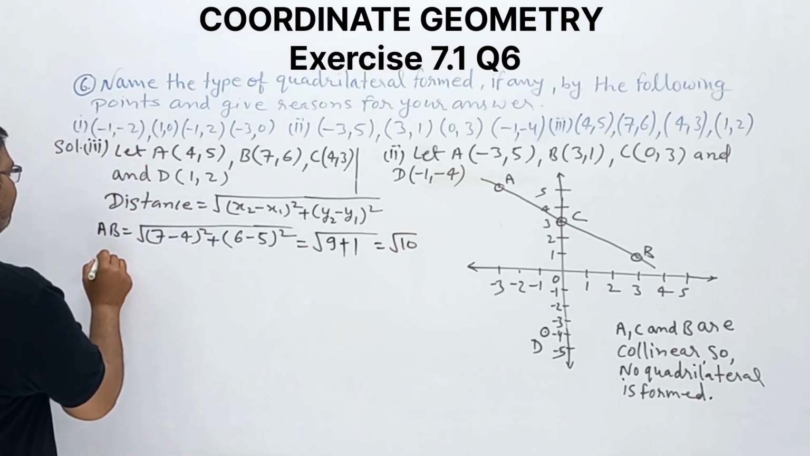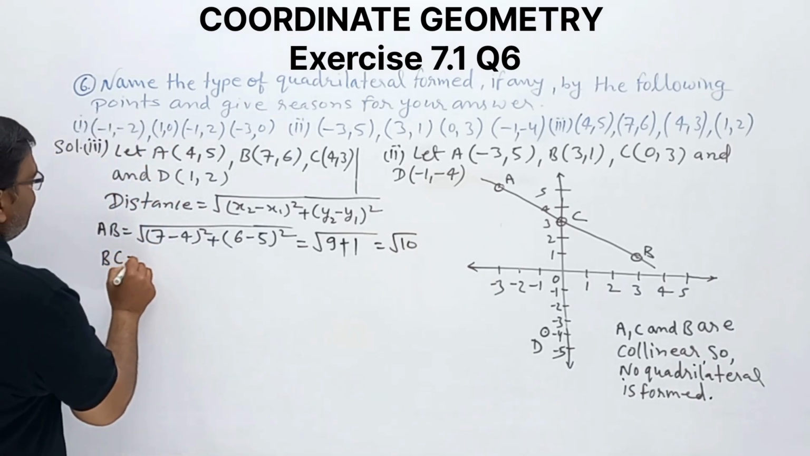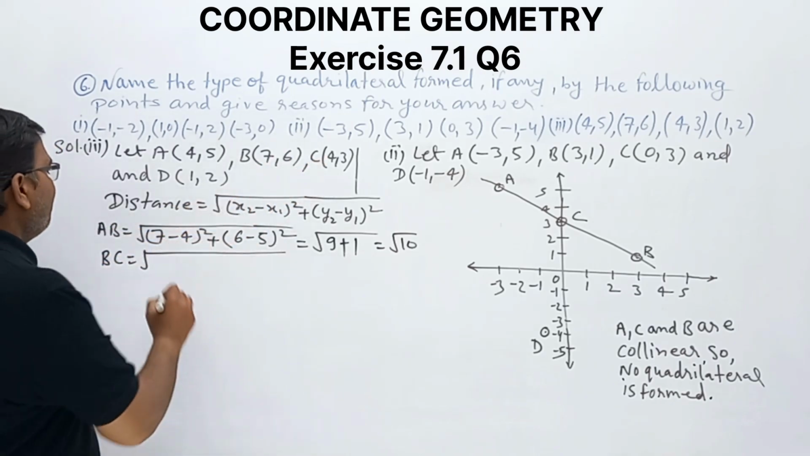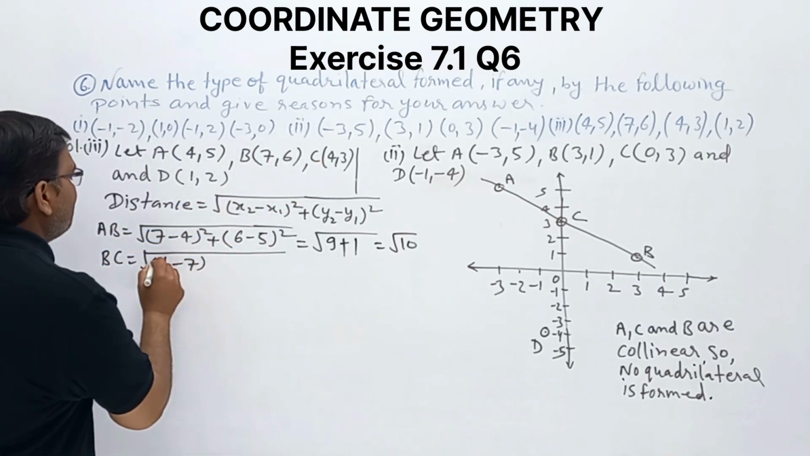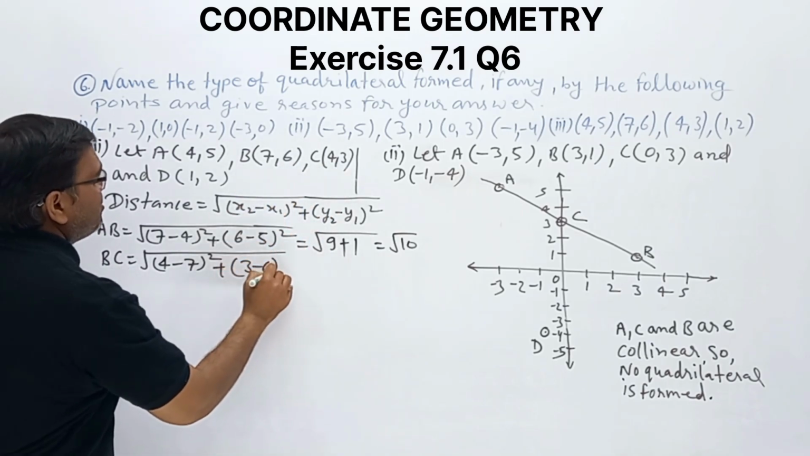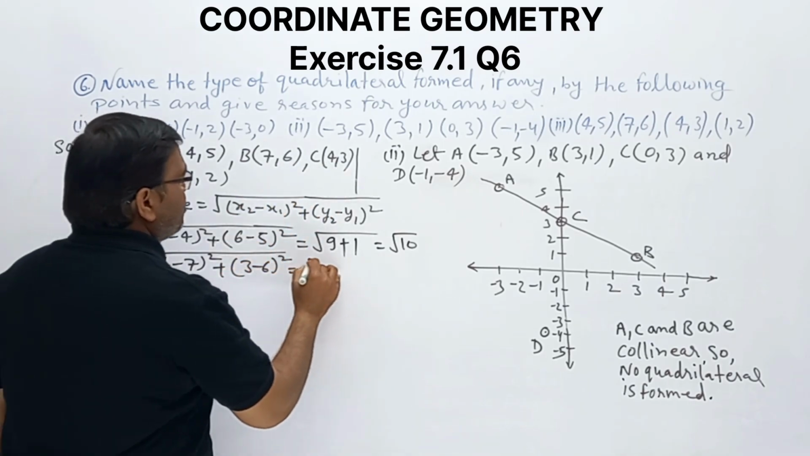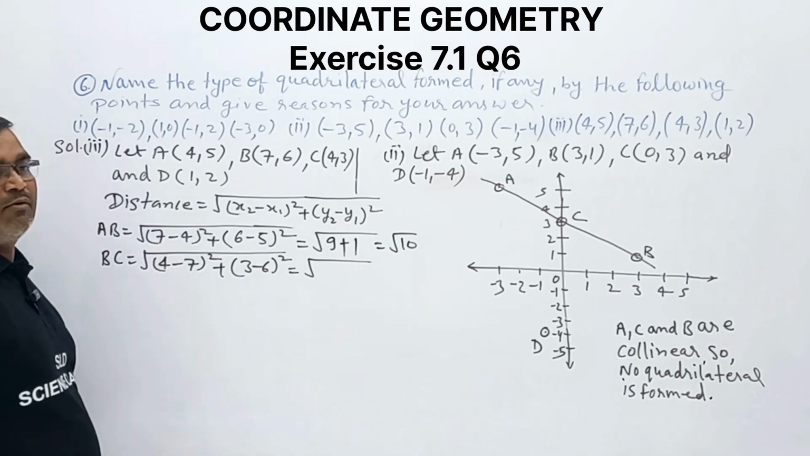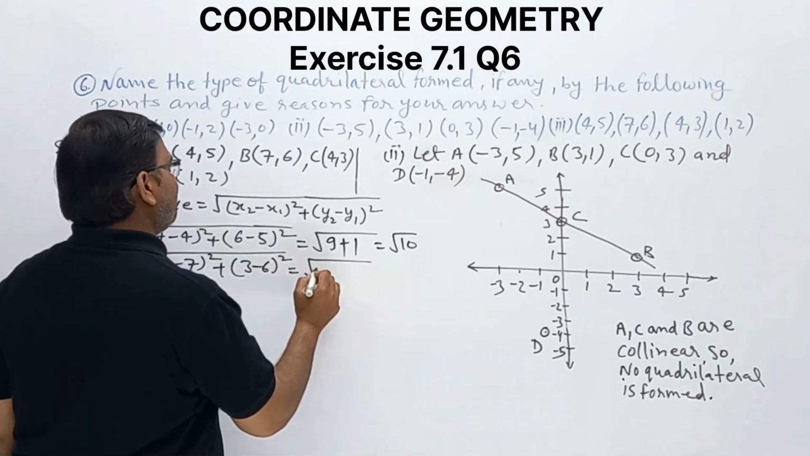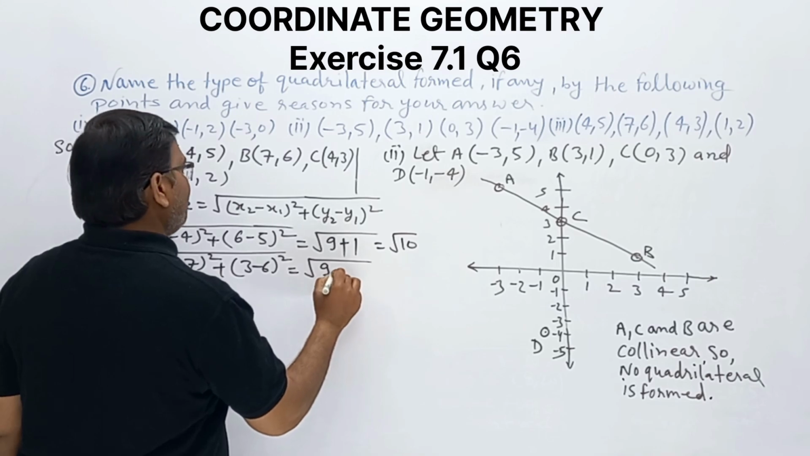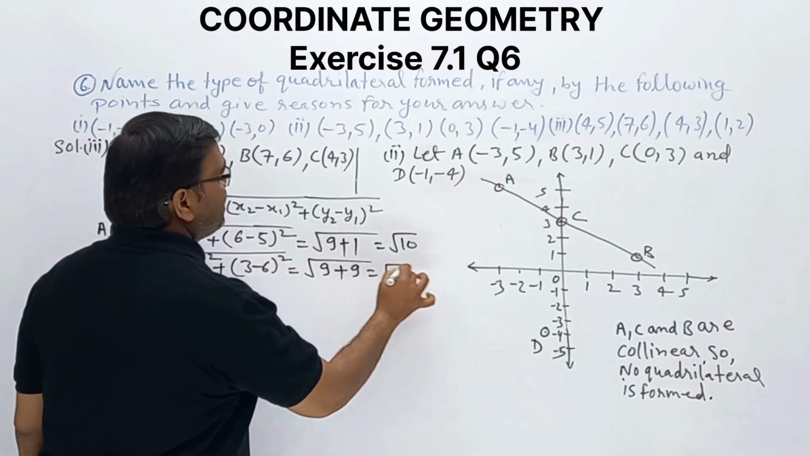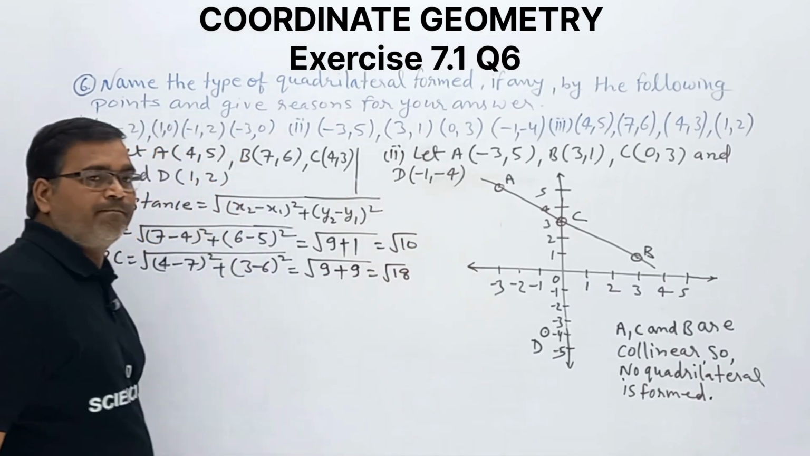Next side, BC. What about BC? Square root of (4 minus 7) whole square plus (3 minus 6) whole square. Solve. 4 minus 7 will be minus 3. Minus 3 square will be 9. Plus minus 3 square will be 9. We are getting square root of 18.